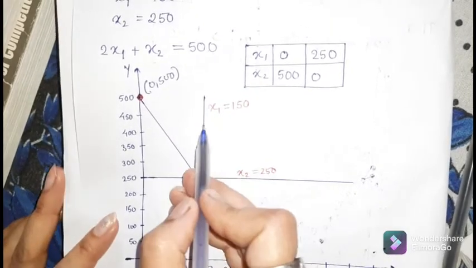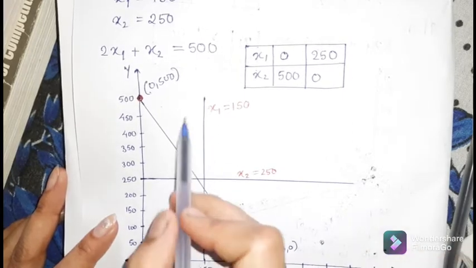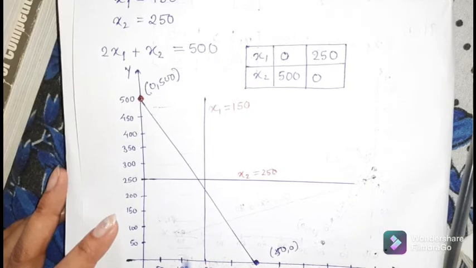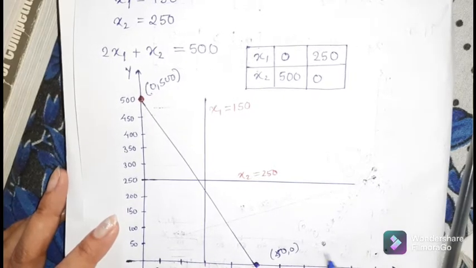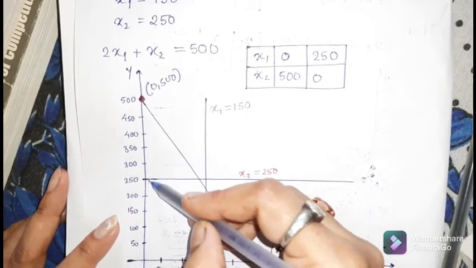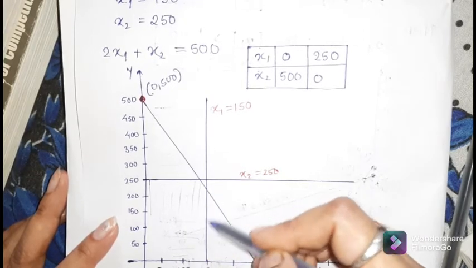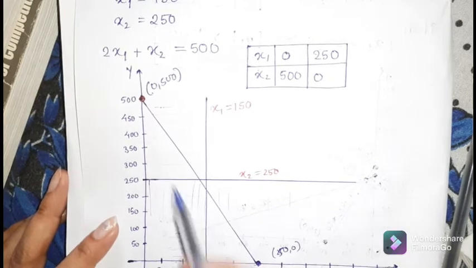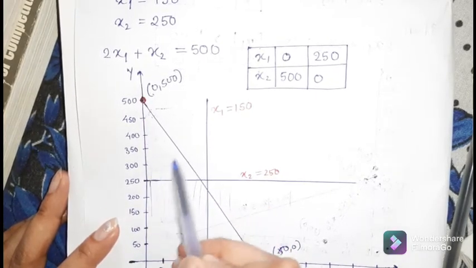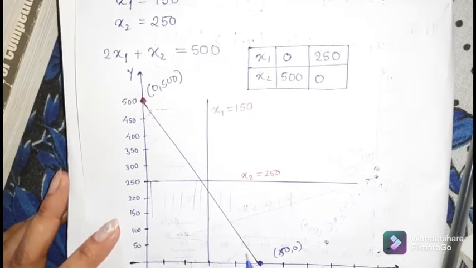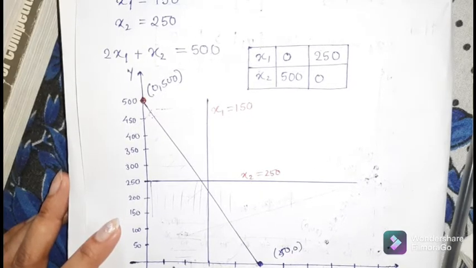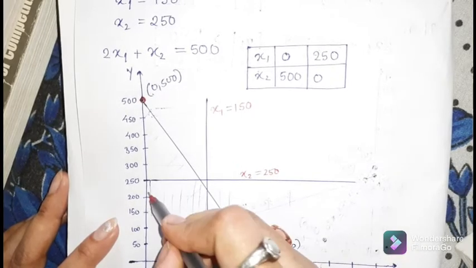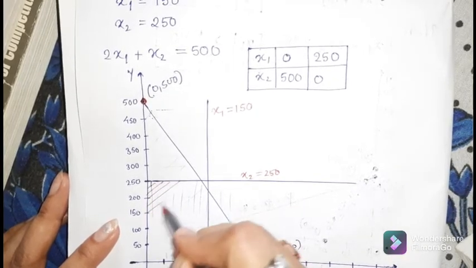Now we have x1 less than or equal to 150, means now we have to shade in this direction. X2 less than or equal to 250 means it is in the downward direction. 2x1 plus x2 less than or equal to 500 means it is in this direction, and x1, x2 greater than or equal to 0 means these are in this. So ultimately we get the feasible region, this one.